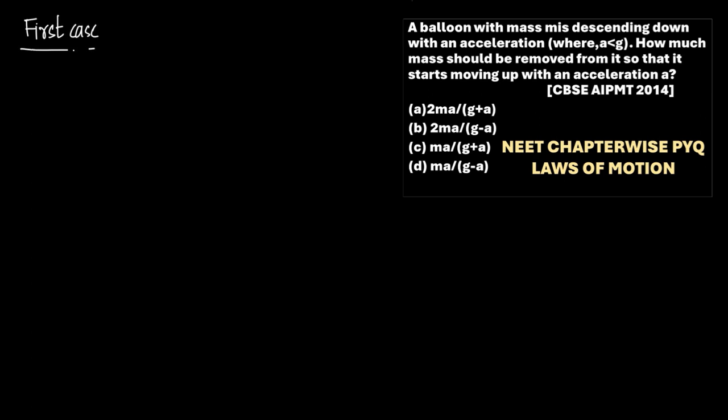So what is the first case? It is given that the mass of the balloon is m, and it is descending down. So the net direction of motion is downwards. How much mass should be removed? Okay. So let us discuss only the first part now.